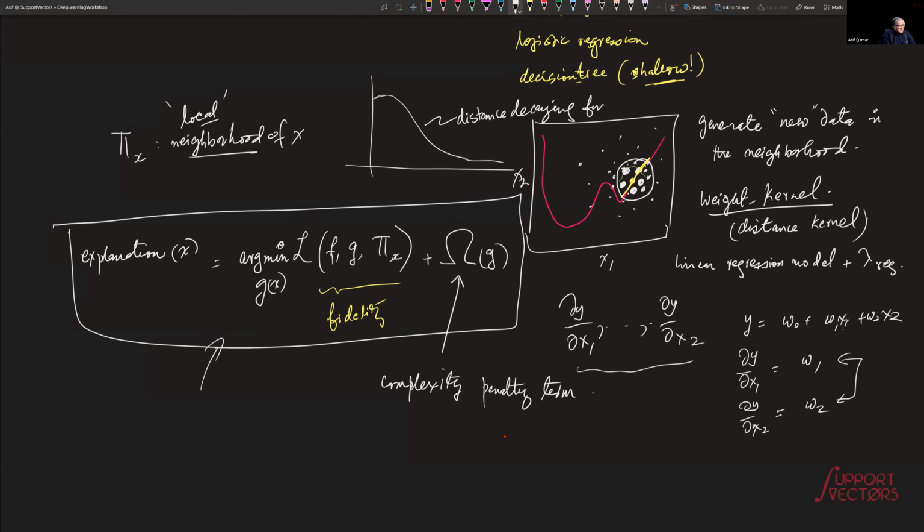All we are saying is find that g, that explanation, which has high fidelity to f in the neighborhood pi_x of x, the neighborhood of x. But at the same time, you'll be penalized if you come up with a very complicated explanation. That is it. So come up with the simplest high-fidelity explanation that will explain f in the neighborhood of x. That's a summary.